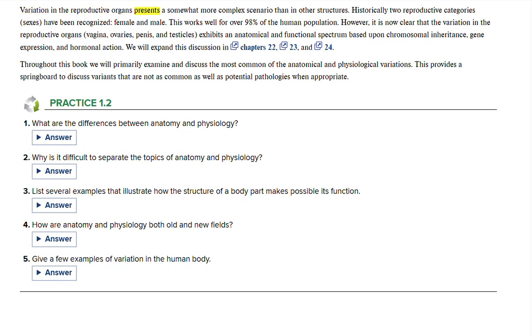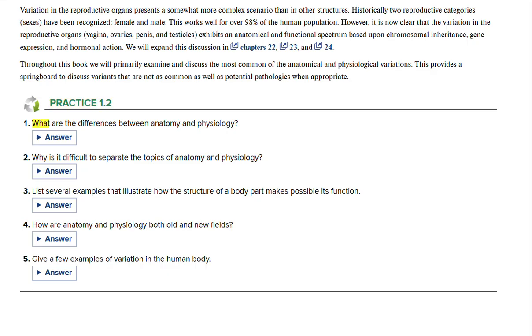Variation in the reproductive organs presents a somewhat more complex scenario than in other structures. Historically, two reproductive categories, sexes, have been recognized, female and male. This works well for over 98% of the human population. However, it is now clear that the variation in the reproductive organs, vagina, ovaries, penis, and testicles, exhibits an anatomical and functional spectrum based upon chromosomal inheritance, gene expression, and hormonal action. We will expand this discussion in chapters 22, 23, and 24. Throughout this book we will primarily examine and discuss the most common of the anatomical and physiological variations. This provides a springboard to discuss variants that are not as common as well as potential pathologies when appropriate.